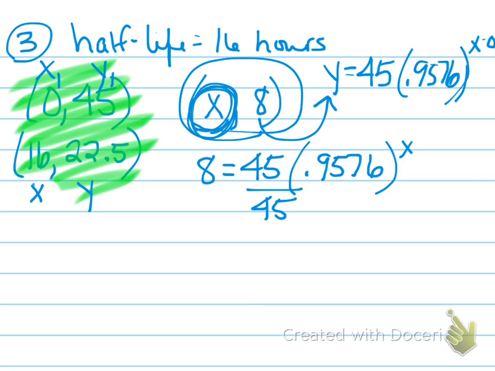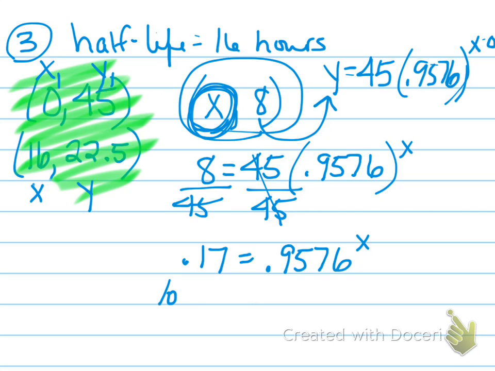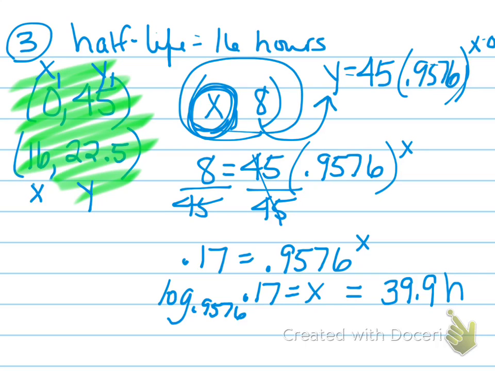Divide both sides by 45. 8 divided by 45 is 0.17 equals 0.9576 to the x power. Using my property of logs, I get that the log base 0.9576 of 0.17 equals x, so x is equal to 39.9 hours.